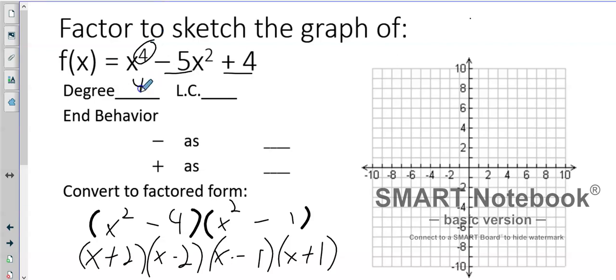So the degree is 4. The coefficient is 1. Now, it's a happy positive. It's 4, which means it's a W.